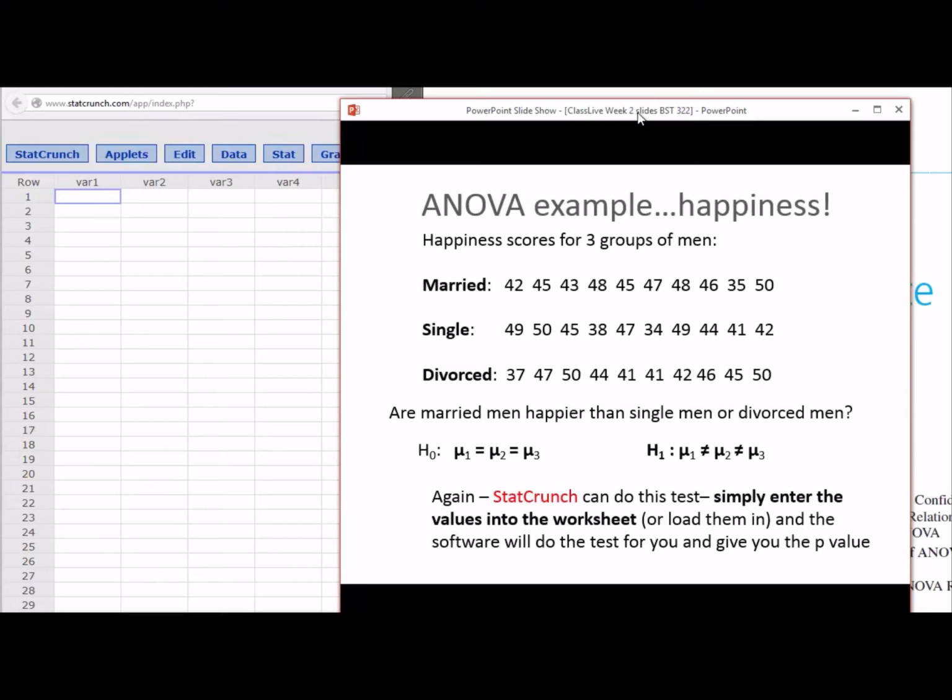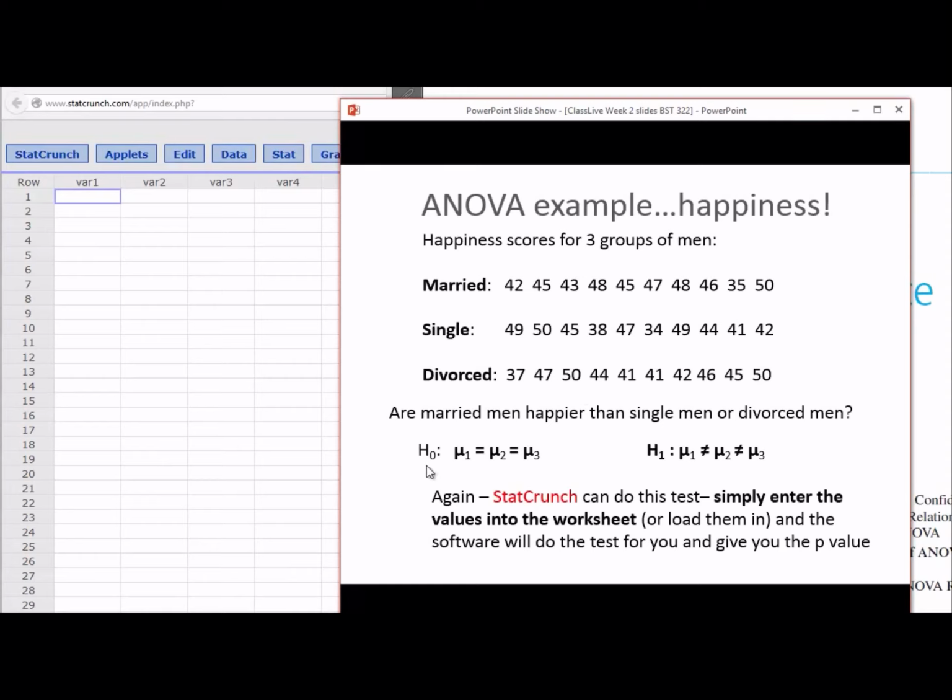The independent variable here is their marriage status, a nominal level or categorical variable: married, single, or divorced. And you see here their happiness scores on a happiness test from 0 to 50, 50 being the happiest. So the question here is, are married men happier than single men or divorced men? What we want to do is compare the means of all three groups. This we do in an ANOVA, in another distribution called the F distribution.